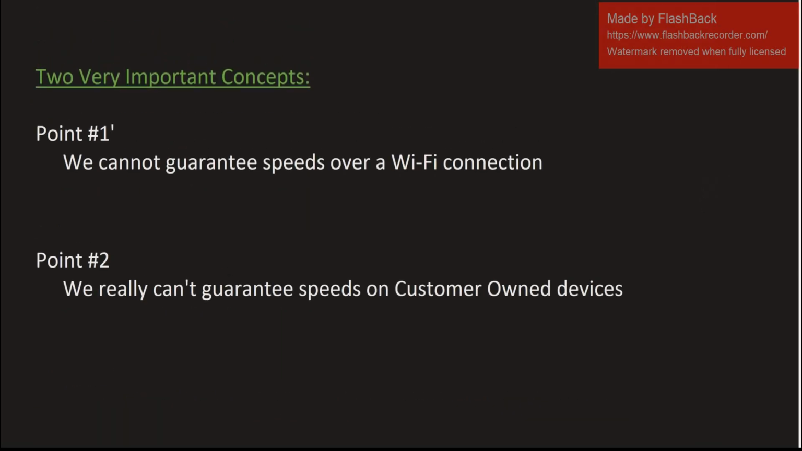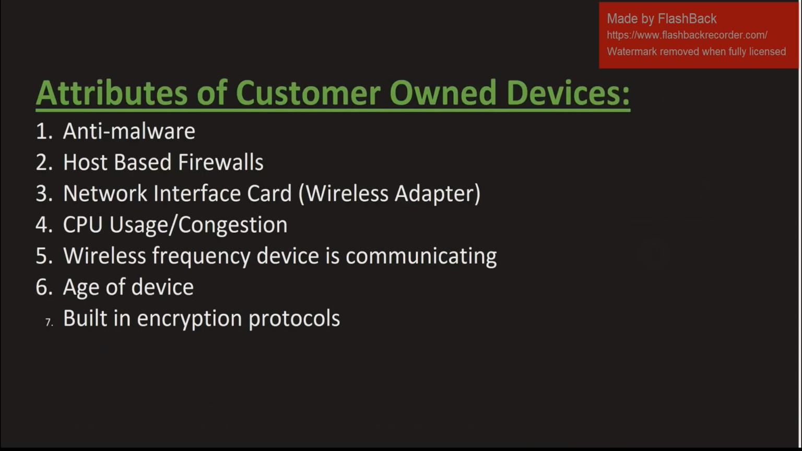Two very important concepts. Point number one, we cannot guarantee speed tests over a Wi-Fi connection. Speed tests are going to vary specifically on Wi-Fi connections, as we just stated earlier. Point number two, we really can't guarantee speed tests on customer-owned devices. Here are some attributes of customer-owned devices that have a big impact on speed tests. The first thing is going to be anti-malware. Also included in anti-malware are often host-based firewalls and encryption protocols. Those are all going to be embedded into some kind of anti-malware program.